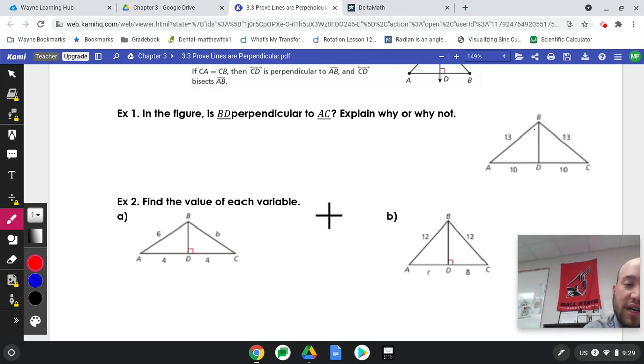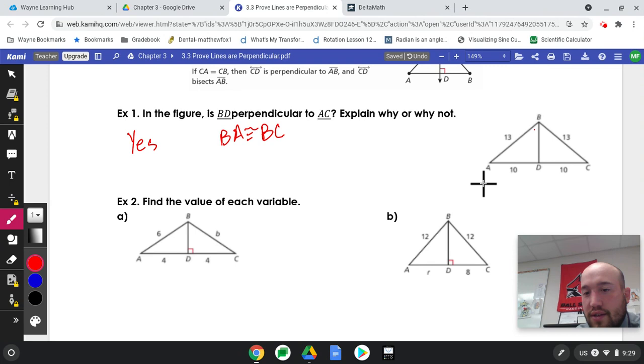Now, if we're not sure why, remember BA is congruent to BC. So yes, because BA is congruent to BC. And also then we know that D is in the middle because AD and CD are congruent. Okay, and so that has to be a bisector. We know this will be a right angle then, or perpendicular.